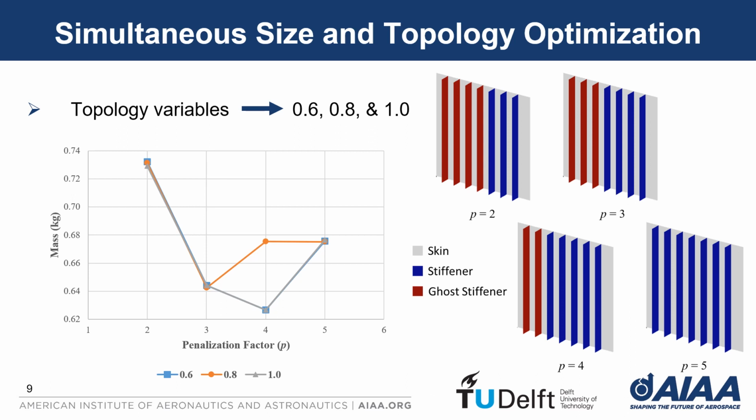When penalization factor is 2, the number of ghost stiffeners is greater than the number of stiffeners, therefore a heavier optimal design is found. When penalization factor is 5, there are no ghost stiffeners in the optimal design. Therefore, the optimal mass in this case is the same as achieved through the size optimization.